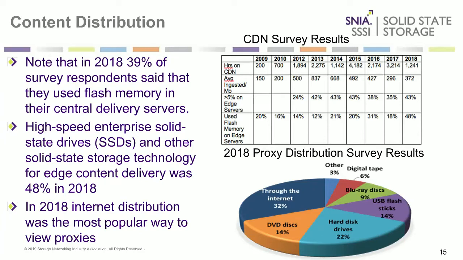Again, that's in that upper right-hand box. You can see some of the history. And in 2018, internet distribution was the most popular way to view proxies. Proxies are a low-resolution version of a piece of content sent out to folks for editorial use or for approvals of content as you go through your video project. So that's some of the trends there.